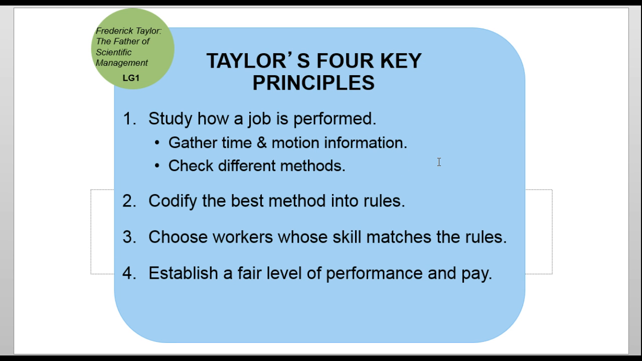He looked at how the job was performed, how much time you had, and how you could become efficient with it, and then he would test different methods against it. And once he found the best method for the task to be done, he turned it into a rule. And here's the interesting thing, and the cause for pause here: you should choose your workers whose skills match the rules.